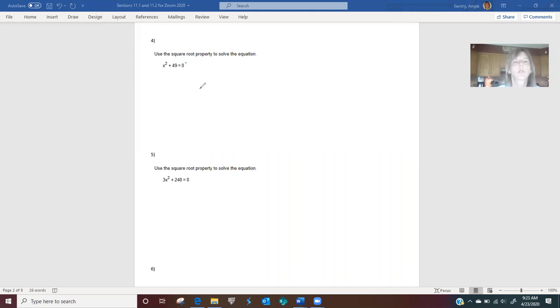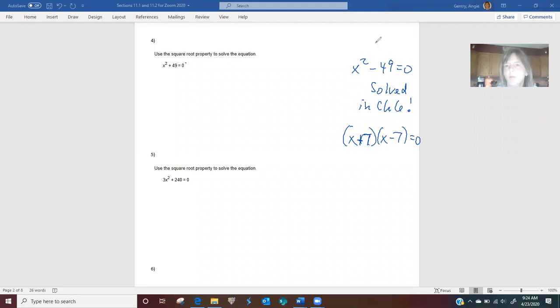Okay, so x squared plus 49 is 0. Use the square root property to solve. I want to talk about this for a minute. If I had x squared minus 49 equals 0, you've solved these before, in chapter 6. You solved these by factoring, and you said, oh, that's a difference of squares. If this had been a negative, meaning a difference of squares, you could use that formula. And then you have x plus 7 is 0 and x minus 7 is 0. So x is 7 or x is -7, you see?